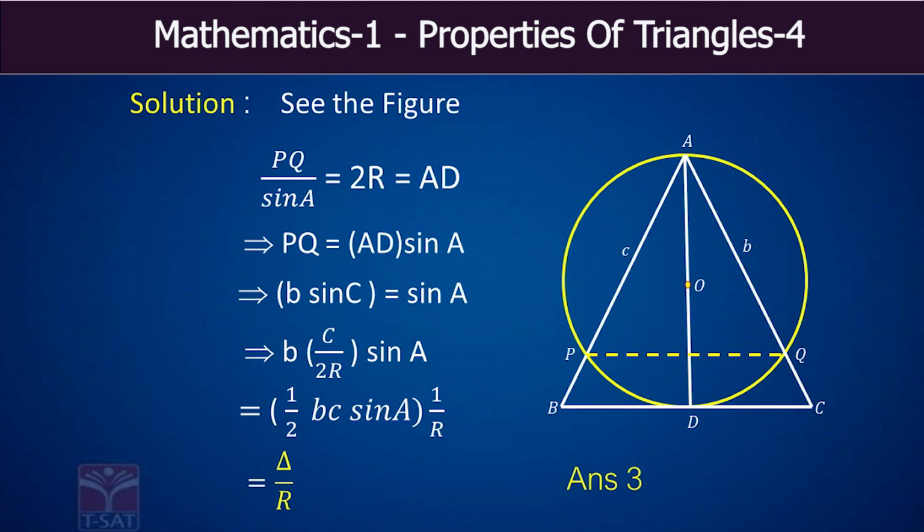That implies AD is equal to 2R, because that is the circumdiameter, and this implies PQ is equal to AD sin A, that is b sin C into sin A, and b into c by 2R into sin A. So half bc sin A into 1 by capital R. So delta by capital R. So the answer is option number 3.